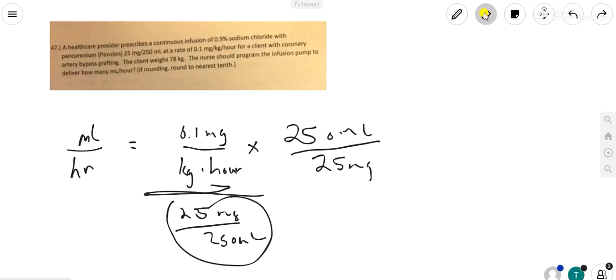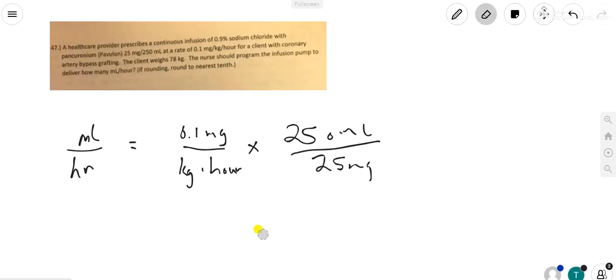I'm ready. Okay, so I take this, and then I need to divide it by a weight, because I'm giving a certain amount of medicine per hour. So that fraction is 0.1 over 25 milligrams. And I need to multiply it by the weight. You see that?